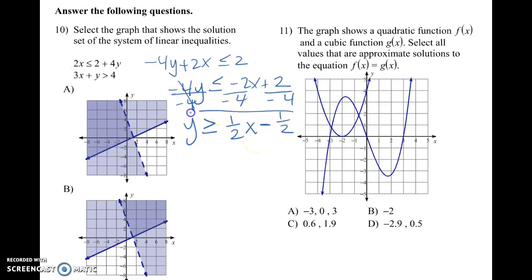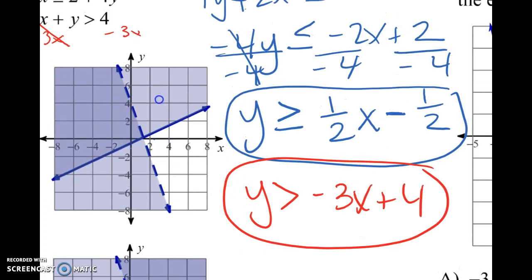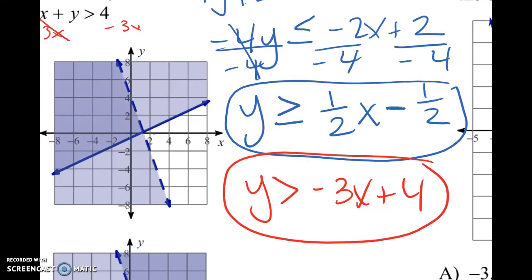So my first line is this one, and my second line, let's go ahead and write that in y equals mx plus b. I'm going to subtract the 3x over, and I'm going to get y is greater than negative 3x plus 4. Both of these are in y equals mx plus b, so let's graph them. Start with the blue one. I should be at negative 1/2, and I should go up 1 and over 2. This looks like it went up 1 and over 1. Let me zoom in a little so I can see better. Oh, sorry, up 1 and over 2. Yep. There we go. And it should be a solid line, which is what this one is. That's good. And where do I shade? I'm going to shade up.